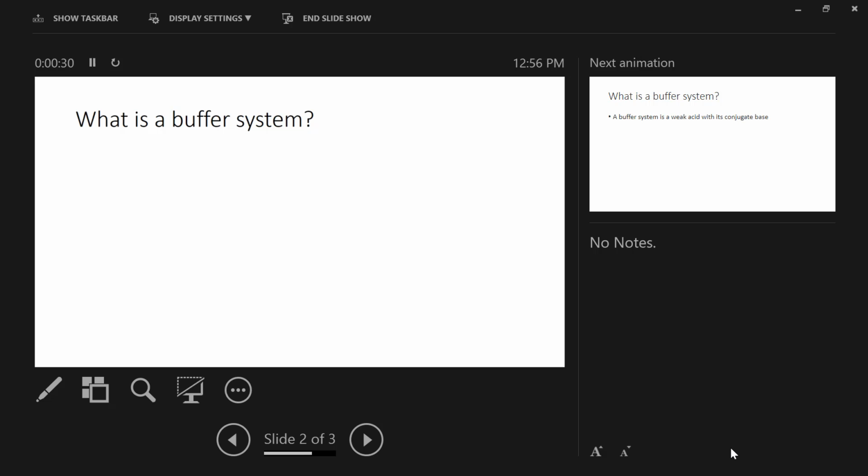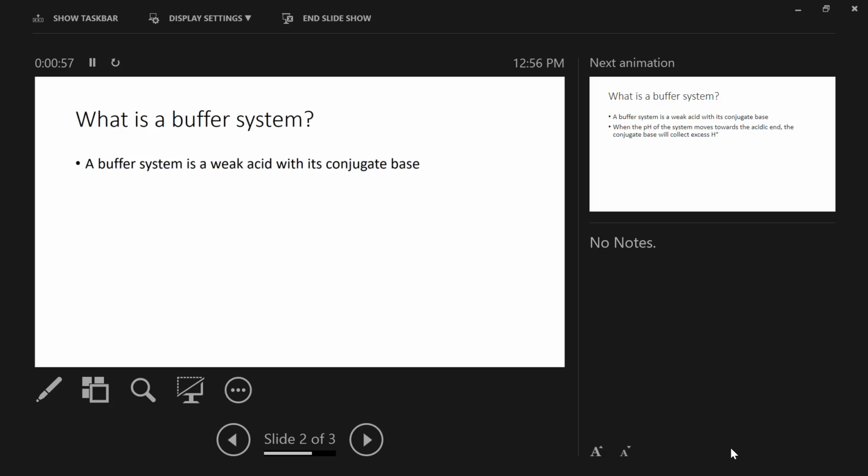What is a buffer system? As a reminder, a buffer system is a weak acid with its conjugate base.